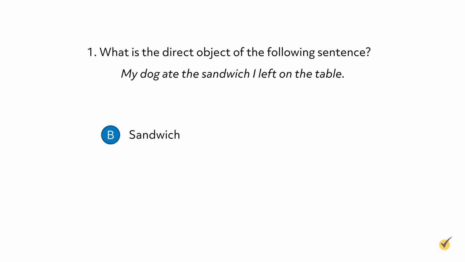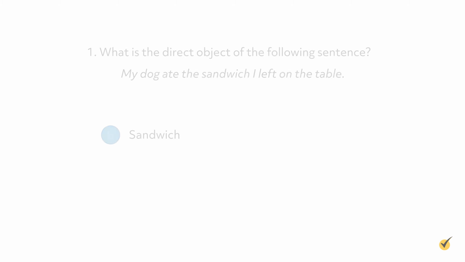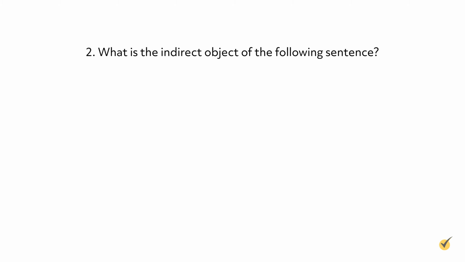The correct answer is B. The word sandwich is the only word that answers who or what was being eaten, so it is the direct object of the sentence. Number 2, what is the indirect object of the following sentence?